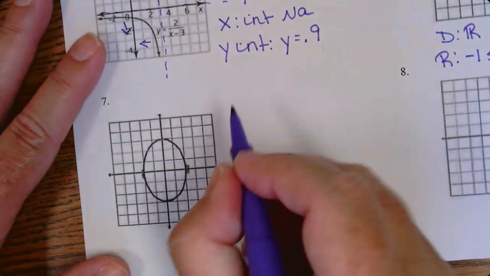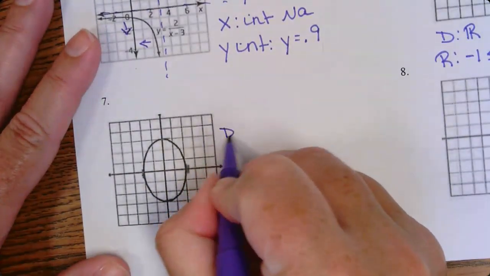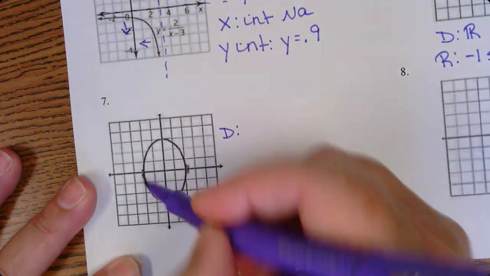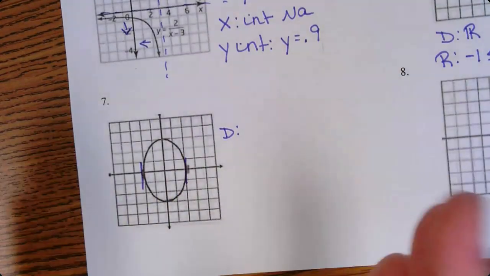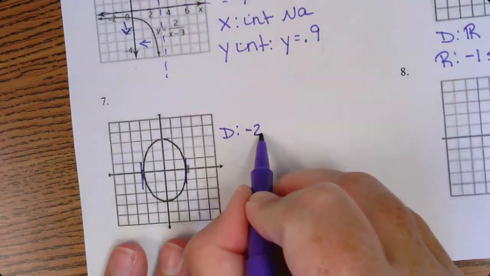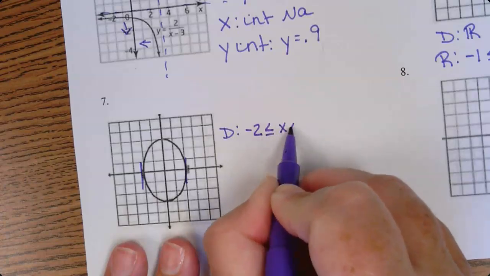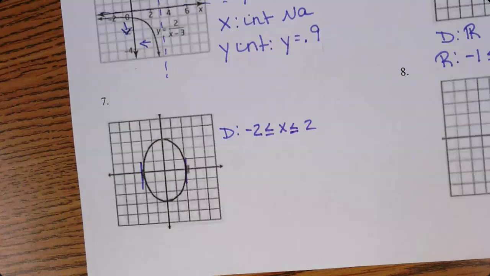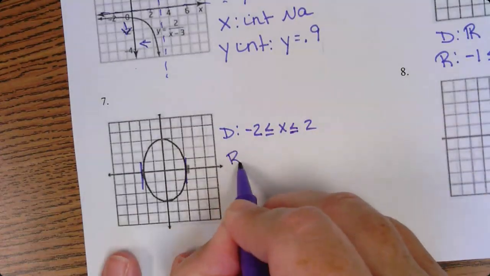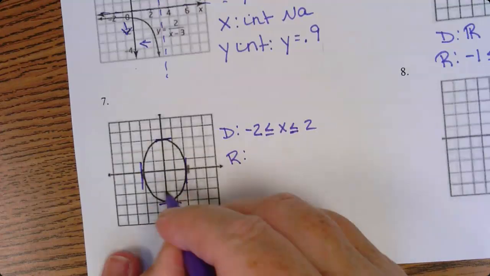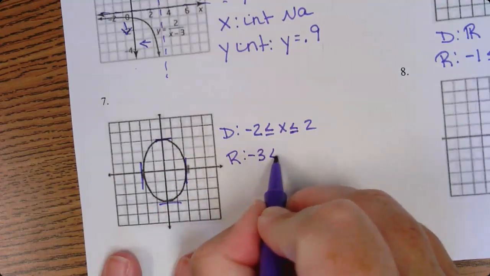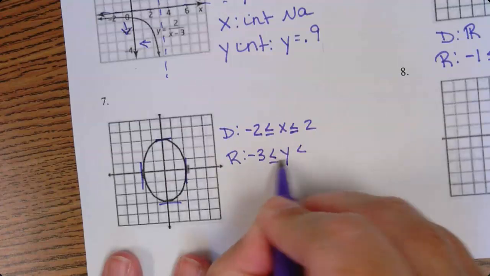This one, I'm going to go really fast because I'm going to run out of time. Domain. Do you see how this graph is between this point and this point? 1, 2. So it's sandwiched in between here. So it's between negative 2 and 2. Range. I'm between here, and that's 1, 2, 3, 1, 2, 3. Negative 3 to 3.